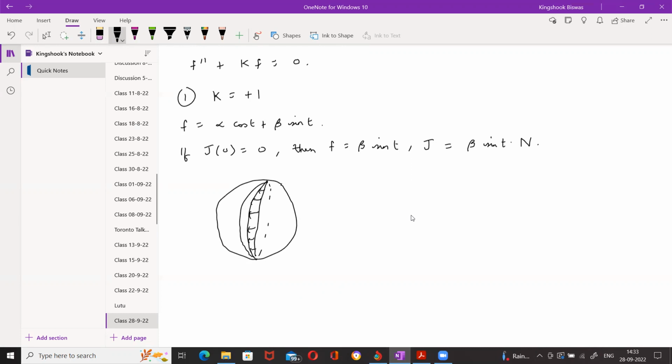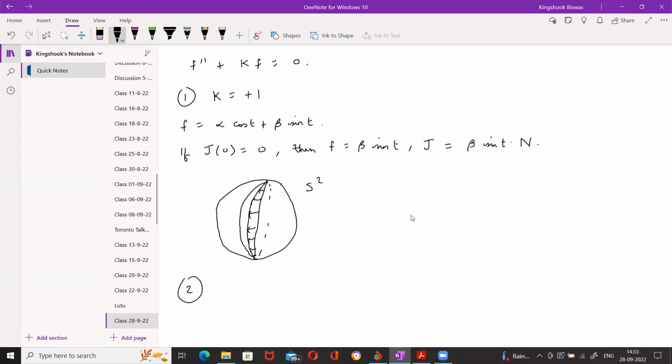You can see this Jacobi field will be sine t times the normal vector. When t is 0, the Jacobi field is 0. It becomes largest when t is pi by 2, then it's equal to the normal vector. And as t increases to pi, it again goes down to 0. So this is a concrete example of a Jacobi field, given by rotating this geodesic, keeping the two endpoints fixed.